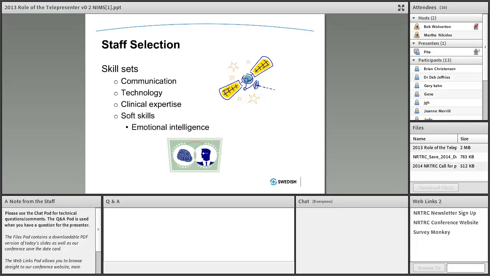You want somebody who has very strong communication skills, who's able to think on their feet in terms of if something goes wrong, and who's able to positively interact with both the patient, the family, and the provider without being intrusive. And I think the emotional intelligence piece really speaks to that.